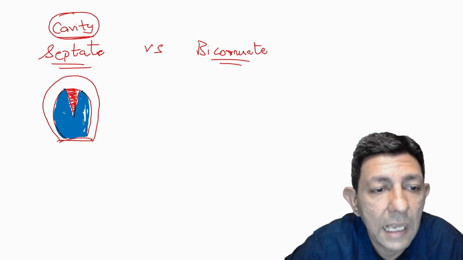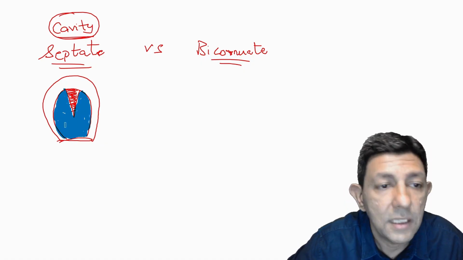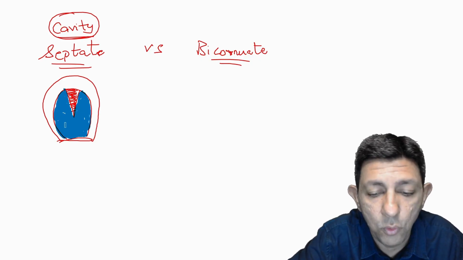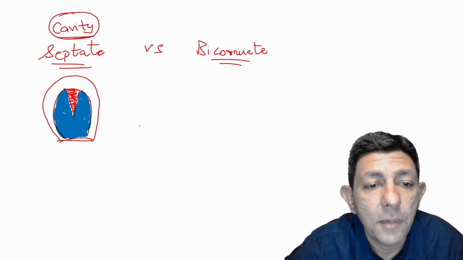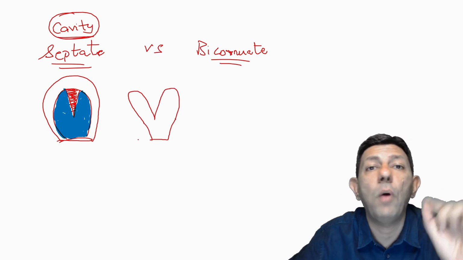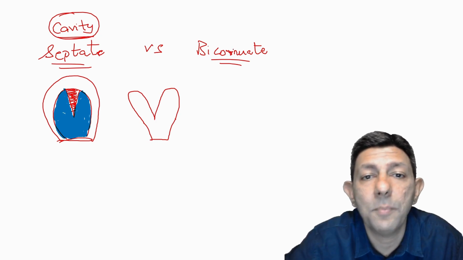So it will look something like this. The uterus will look like this. Okay, it will look like this. So how will the image come on the HSG? I told you a normal uterus is triangular, but here you will get something like this. Here you will get something like this. Okay, you will get something like this.